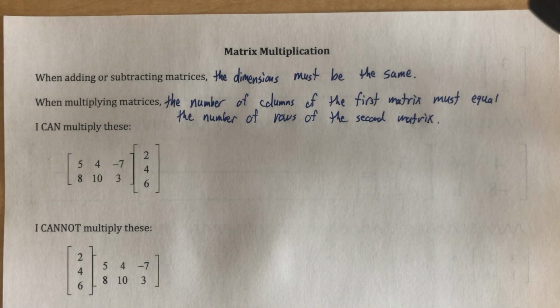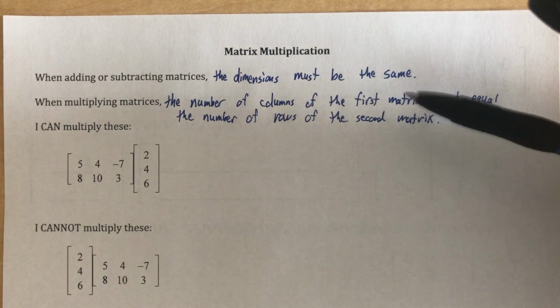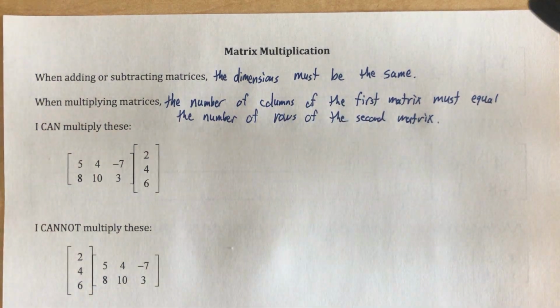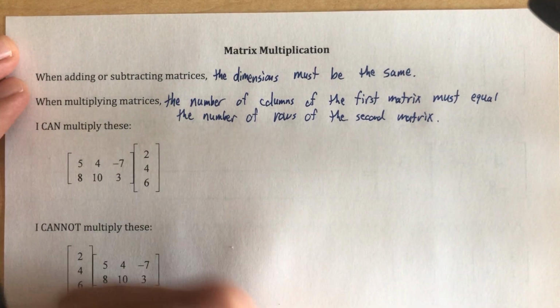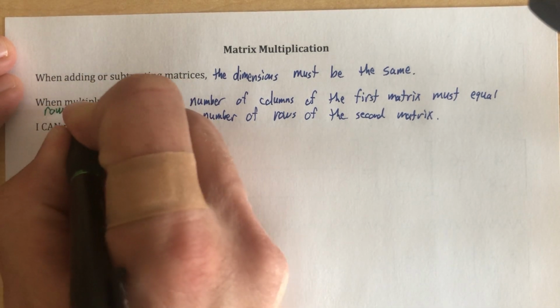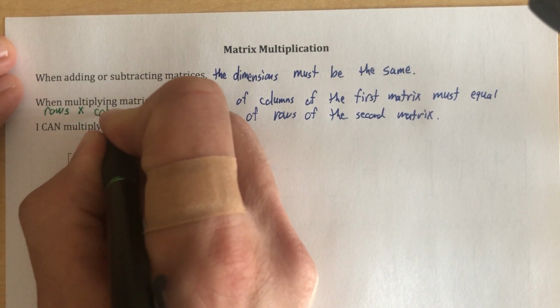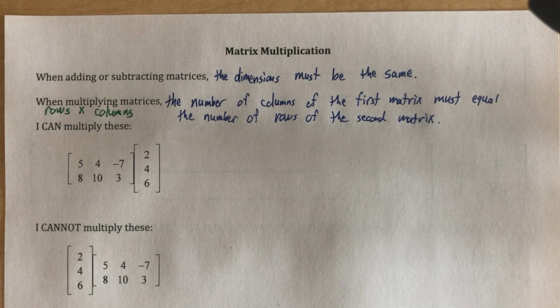Okay, so let's let that sink in for just a moment, that I have to have the same number of columns in the first matrix as I have rows in the second matrix. And it's always good to know that every time I talk about the dimensions or the order, I'm always going to have rows and then columns. Always rows, then columns.